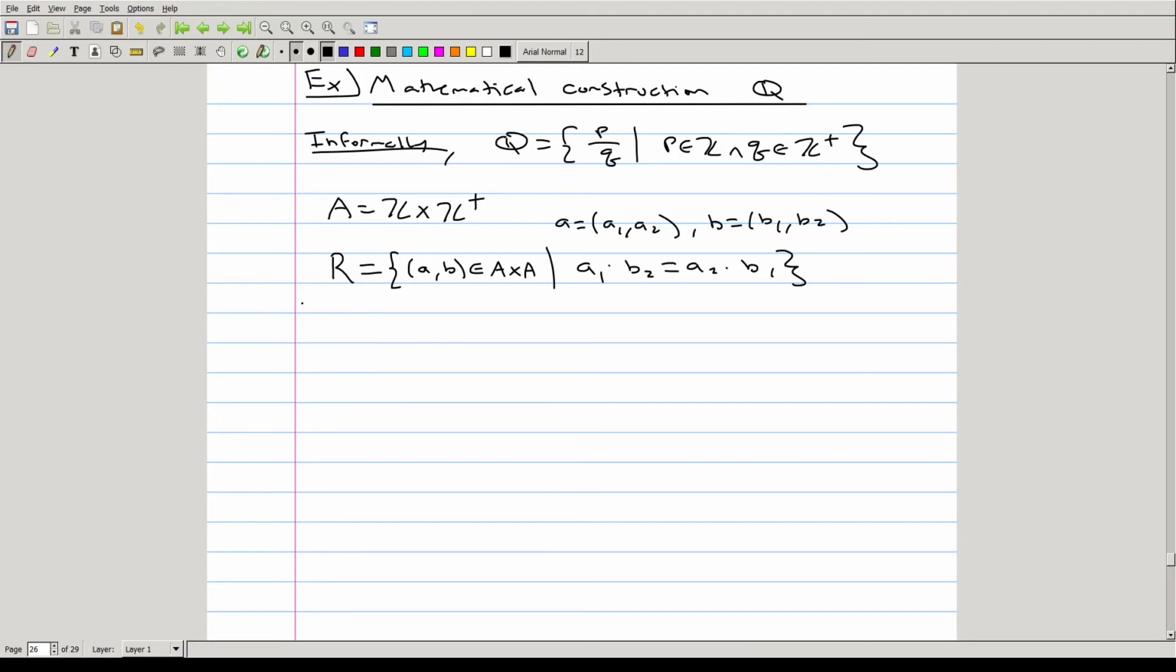And the last problem of your homework was to prove that R is an equivalence relation. So I'm not going to go through and prove that here, but I want to visualize what this means, and specifically I want to visualize the equivalence classes of this equivalence relation.